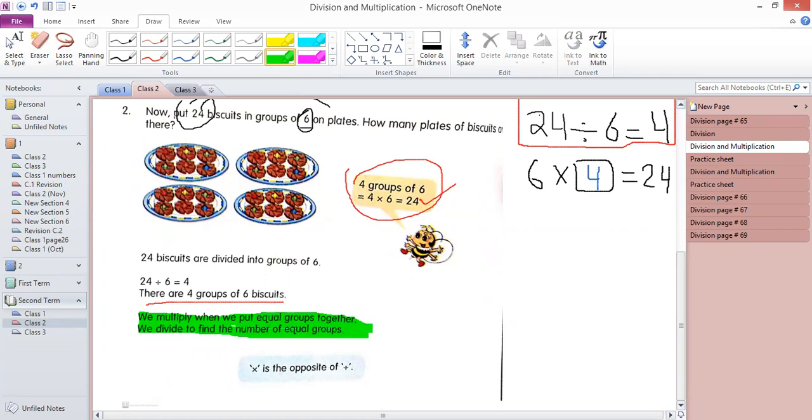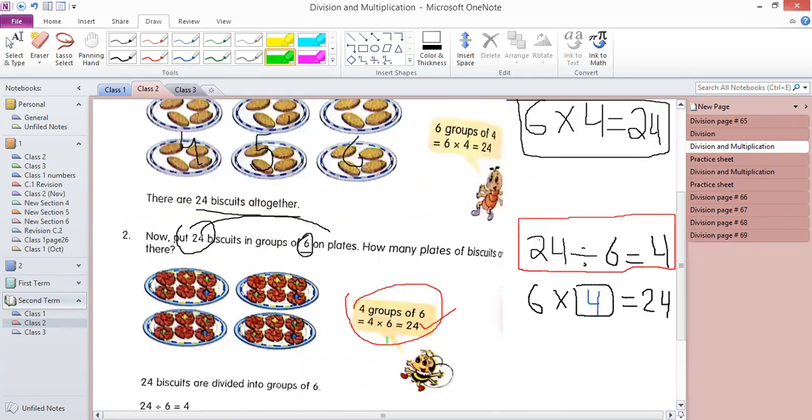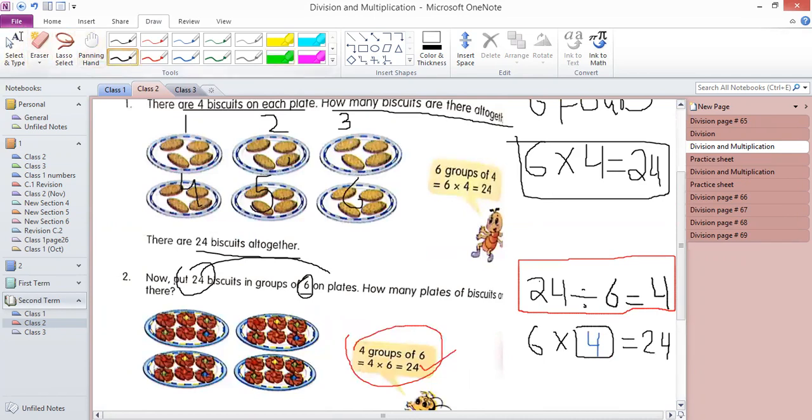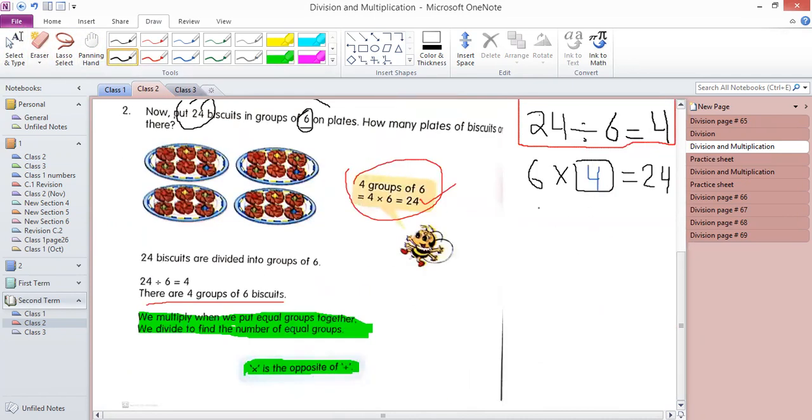When we multiply, we put equal groups together to find out how many total there are, and we divide when we have to find out the number of equal groups or the number of objects in one group. So multiplication is the opposite of division. Look here, this is 6 by 4 equals 24. There are 6 groups of 4. So total biscuits are 24.